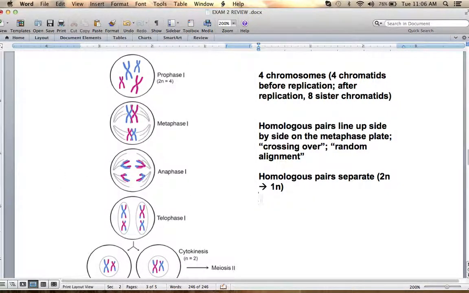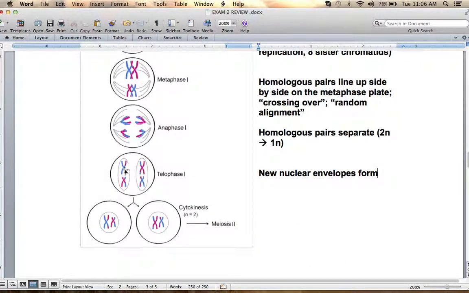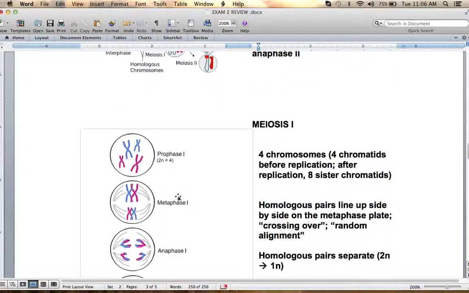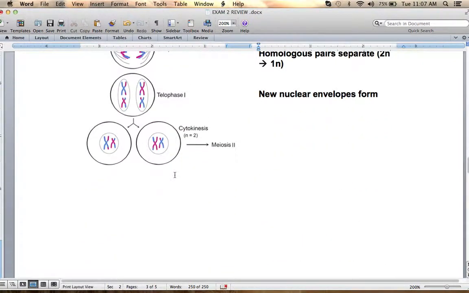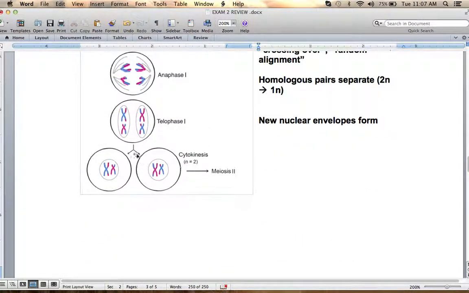In telophase 1, the new nuclear envelopes form around the new daughter nuclei. And notice that each of these daughter nuclei, where they separate in cytokinesis into two cells, only has 2 chromosomes. Okay, so it's got one big X and one little x, and then over here, one big X and one little x, whereas in the original cell, we had 2 big X's and 2 little x's. So this is why we're going from the 2n number, which was a total of 4 chromosomes, down to the 1n number with a total of 2 chromosomes in each cell.